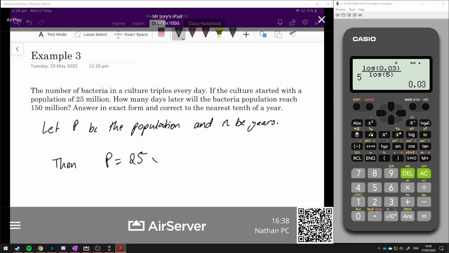So I'm going to do 25 times, and the number triples. So it's going to be 3 to the power of n, and n is going to be every day. So this should probably be days and not years, I think. I don't know why I wrote days, years.